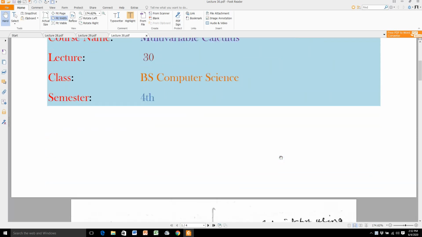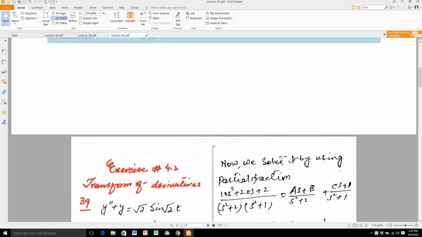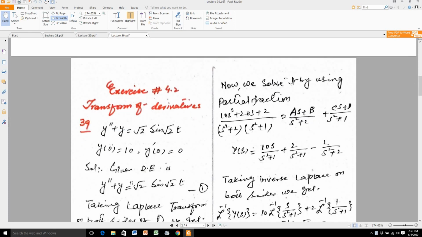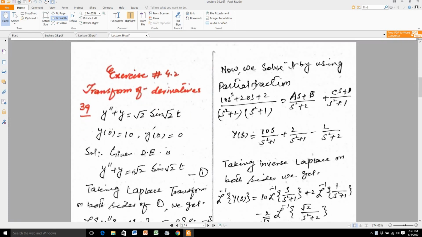Here we try to solve exercise questions. Our exercise is 4.2 with the transform of derivatives. I take question number 39, in which y double prime plus y is equal to square root 2 sine square root 2t, and its initial conditions are y of 0 is equal to 10 and y prime of 0 is equal to 0. So the solution: the given differential equation is y double prime plus y is equal to square root 2 sine square root 2t. Say this is equation number 1.